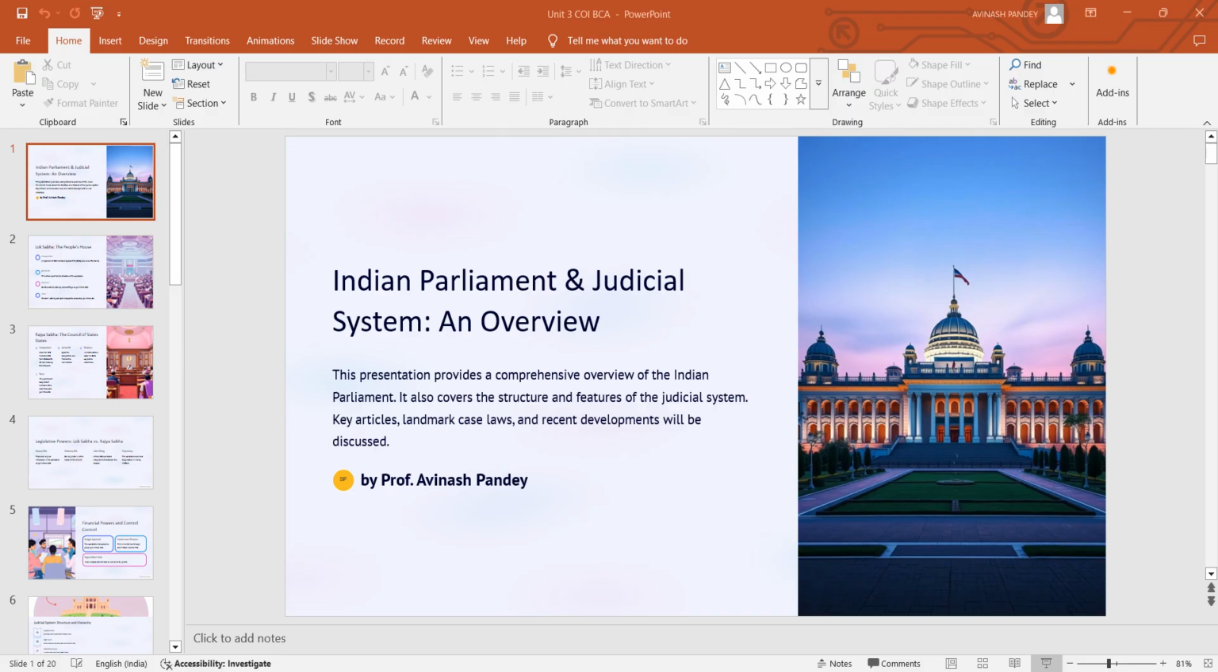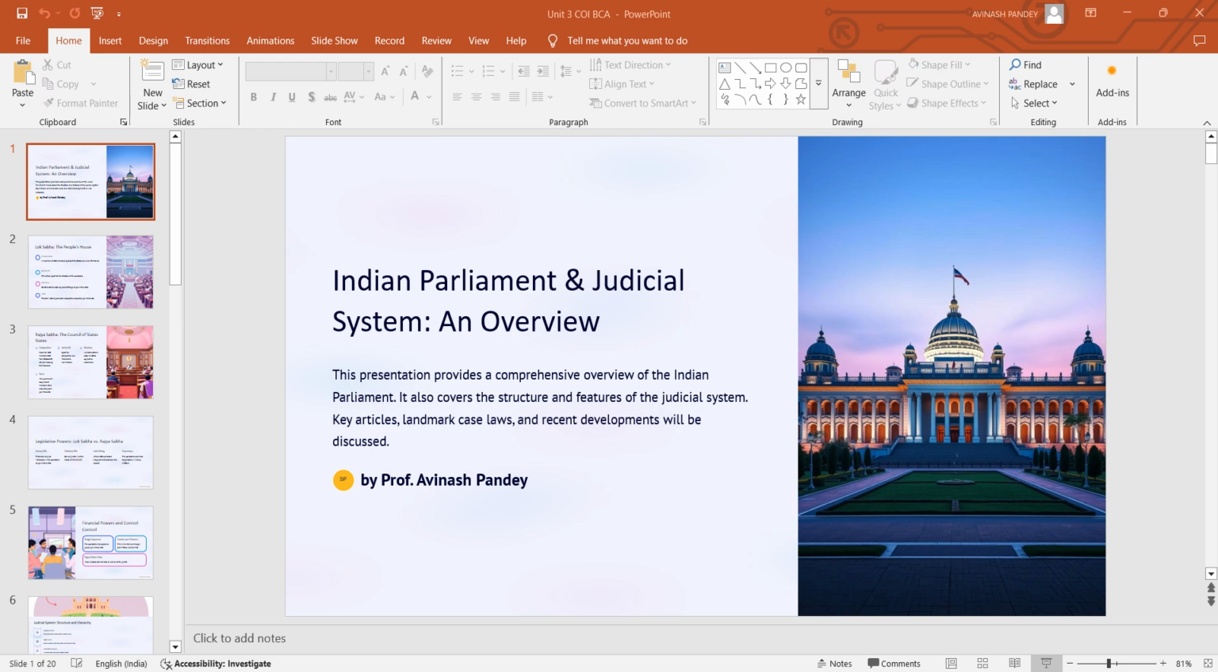So, today we'll be discussing Parliament, High Court, Supreme Court, and Election Commission, and why these institutions play a very crucial role in Indian democracy, and why it is very relevant to understand the concepts of all these prominent institutions. So, in this particular presentation, I'll be providing you a comprehensive overview of the Indian Parliament. We'll also be covering the structure, features of judicial system, and the key articles and landmark case laws and the recent development as well.